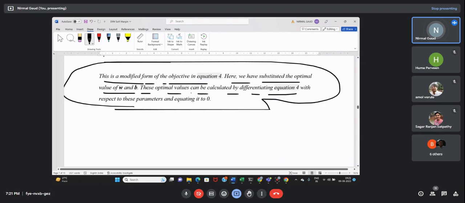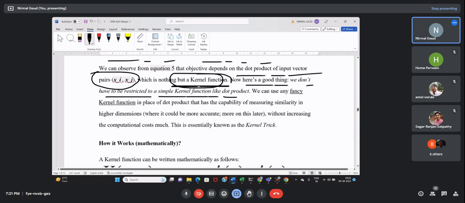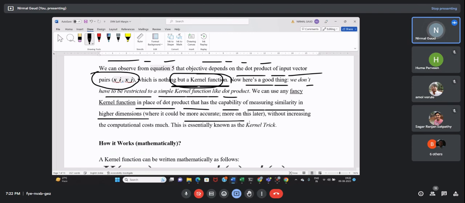These values can be calculated by different methods, already we have done that. We can observe the equation 5. The objective depends upon the dot product of the input vectors xi and xj. That is nothing but a kernel function. Now there is a good thing: we don't have to restrict ourselves to a simple kernel function like a dot product. A kernel function in place of the dot product has the capability of measuring similarity in higher dimensions that could be much more accurate without increasing the computational cost. This is called the kernel trick.